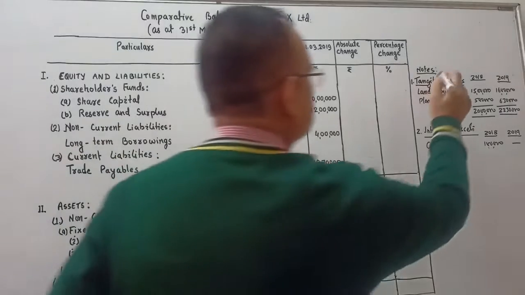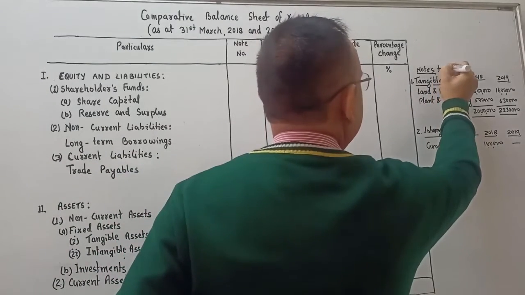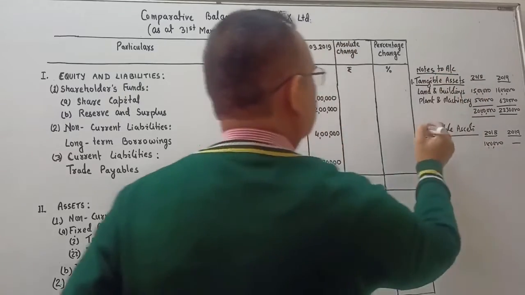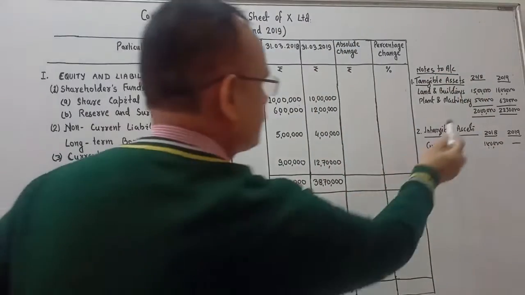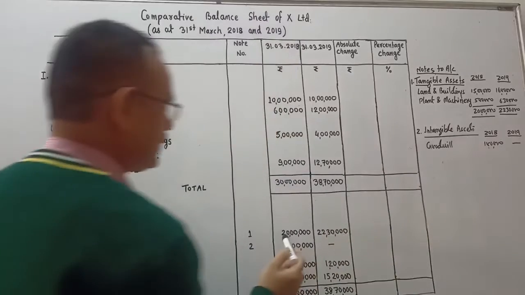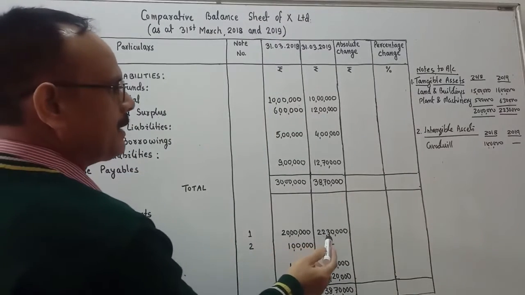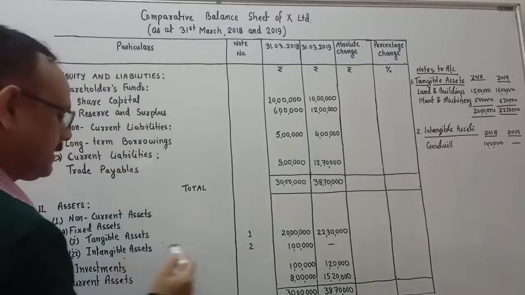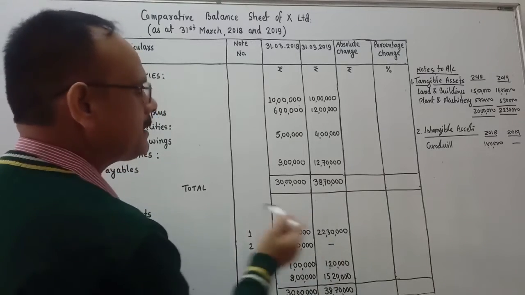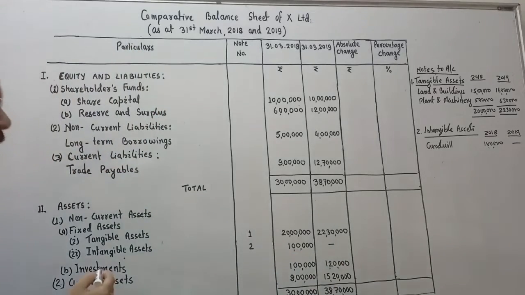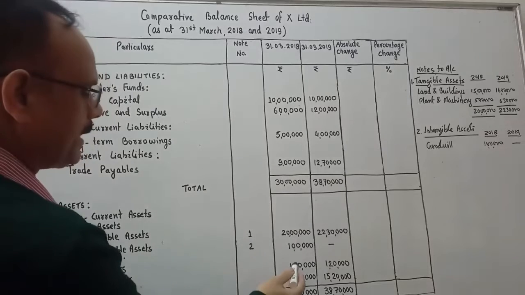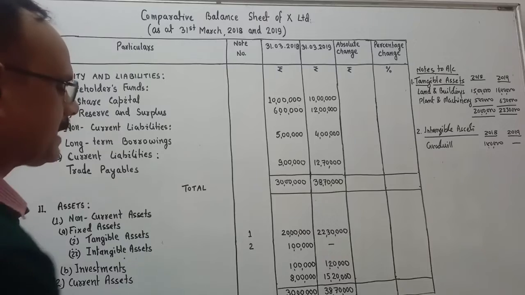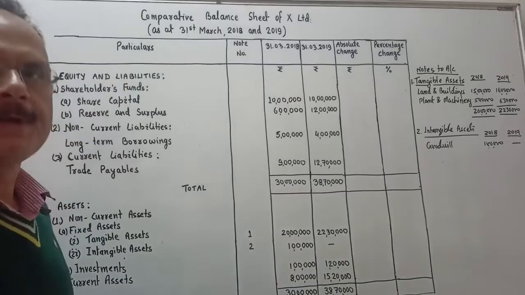So present it in the notes to account, number 1, number 2. Directly I am going to write this amount here in tangible assets, 20 lakhs and 22 lakh 30,000, and in intangible assets 1 lakh, and here it is a dash. Next your investment is given, so write the investment amount and thereafter current assets. Current assets is 8 lakh and 15 lakh 20,000.